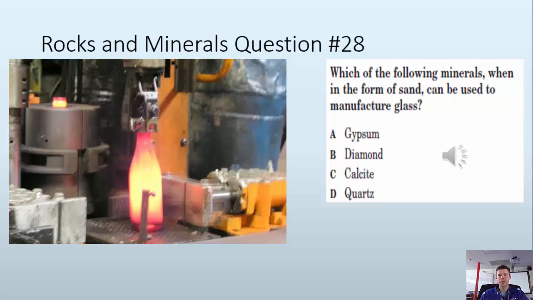Which of the following minerals, when in the form of sand, can be used to manufacture glass? Well, this is just a memory question. What's used to make glass? Is it gypsum? Is it diamonds? That'd be very expensive glass. Calcite or quartz? Well, the process of manufacturing glass is melting down quartz and then cooling it very, very quickly. So our answer here is D, quartz.